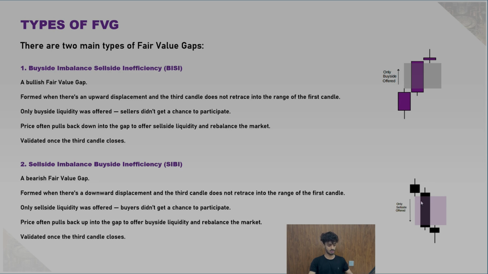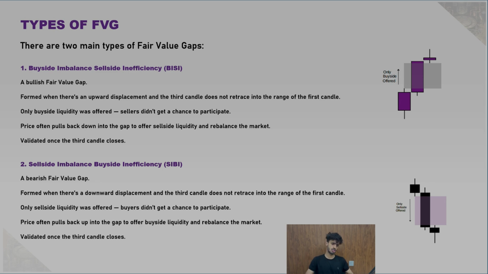Now what price is going to do is just rebalance it. It's just going to go higher, and then it's going to sell off. Every seller who was selling from that displacement is going to be liquidated after retracing to balance. Fair value gap: price often pulls back into the gap after buy side and rebalances the market, validated once the third candle closes. That's the fair value gap.